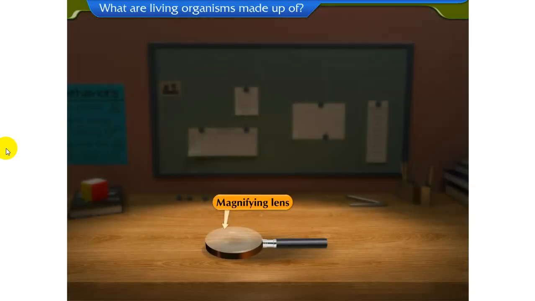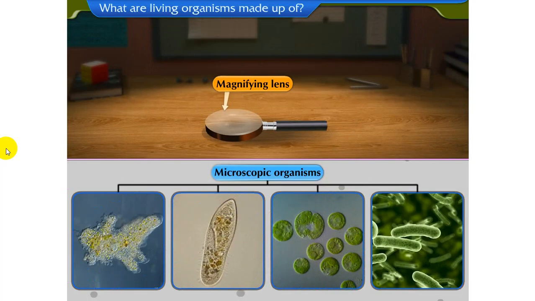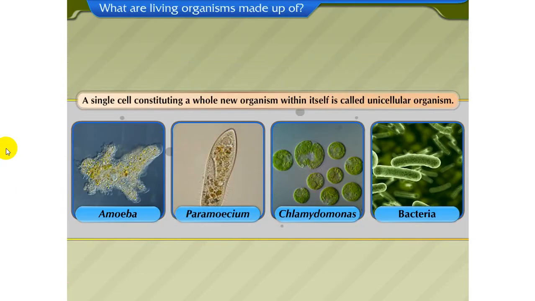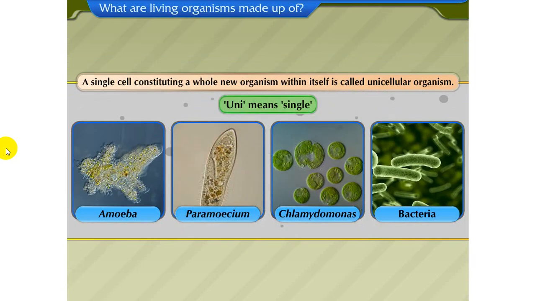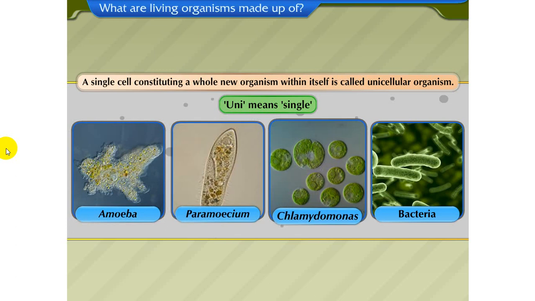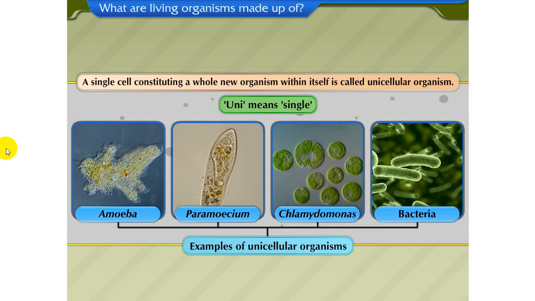Invention of the magnifying lens led to the discovery of many microscopic organisms. It was then known that a single cell constitutes a whole organism within itself. These organisms are called unicellular organisms. Uni means single. Amoeba, Paramecium, Chlamydomonas and bacteria are some examples of unicellular organisms.